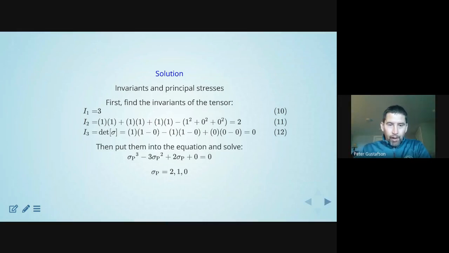The way I like to do it when it's simple is to just factor the equation. So here by inspection, we could factor the equation and determine that sigma p is equal to 2, 1, and 0. I've ordered them conventionally, 2 being the largest in absolute value. So that's sigma 1, sigma 2 is 1, and sigma 3 is equal to 0.